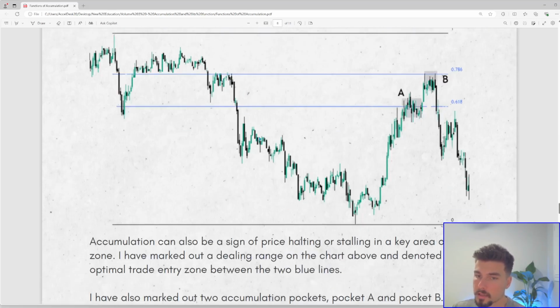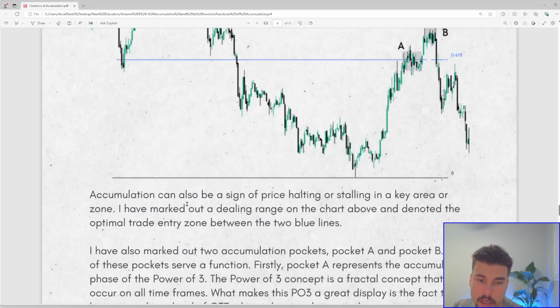So price is accumulating. All these pockets here, these are accumulation pockets. So that there is accumulation liquidity. And now we've grabbed a range. Look at what price does in that range. It's not random, right? That price stops between the 0.618 and the 0.786 zone. It's not random. It is algorithmic.